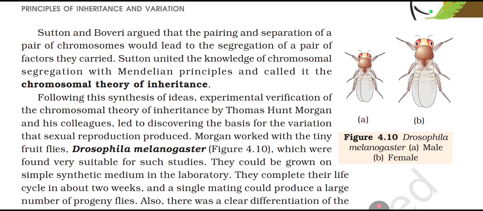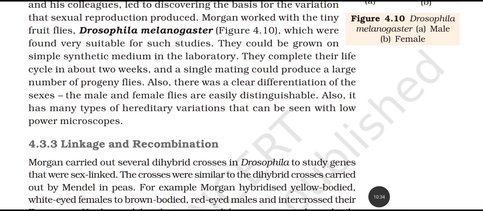Morgan worked with the tiny fruit flies Drosophila melanogaster, figure 4.10, which were found very suitable for such studies. They could be grown on simple synthetic medium in the laboratory. They complete their life cycle in about 2 weeks, and a single mating could produce a large number of progeny flies. Also, there was a clear differentiation of the sexes. The male and female flies are easily distinguishable. Also, it has many types of hereditary variations that can be seen with a low power microscope.